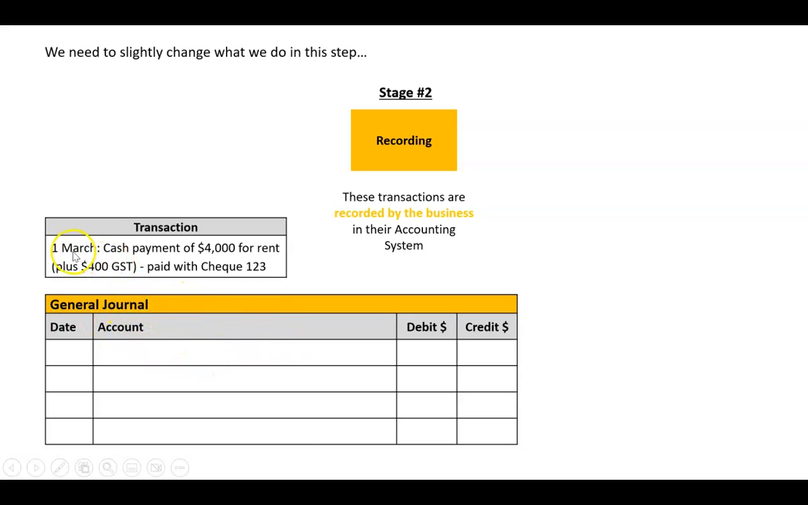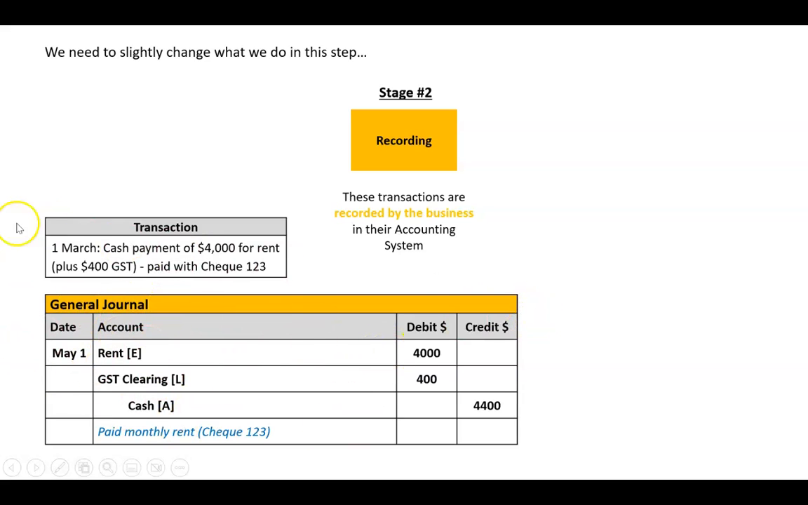But for now, a transaction like we just did, cash payment of $4,000 for rent plus GST, paid with check 123, we'd actually do our debits and credits in here. So we'd start with the date. We'd go rent is an expense, and it would be a debit. GST clearing was a liability. It was a debit of $400. And then we had one entry to the cash ledger, and it was a credit. And then we do something called a narration. So we'd write paid monthly rent and the document number, which is check 123. Now we'll learn how to actually do this part in the next video.